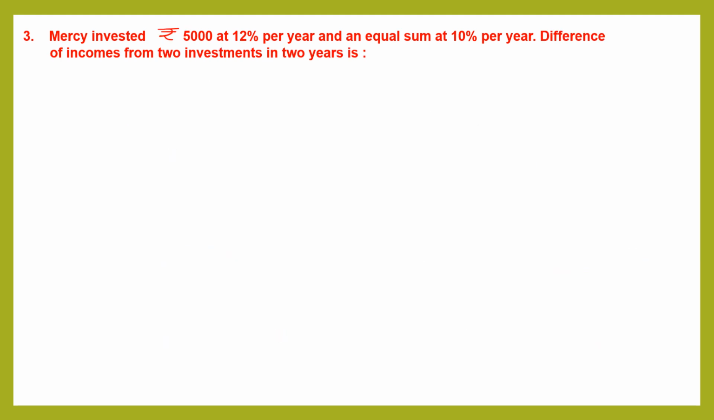Question 3. Mercy invested 5,000 rupees at 12% per year and an equal sum at 10% per year. The difference of incomes from the two investments in 2 years is what? Okay, so let's write what's given.